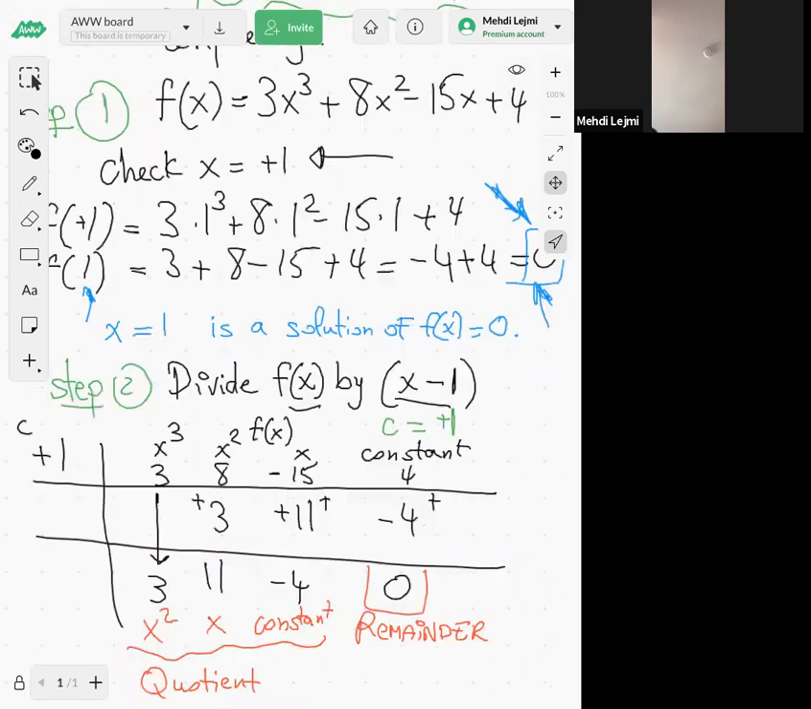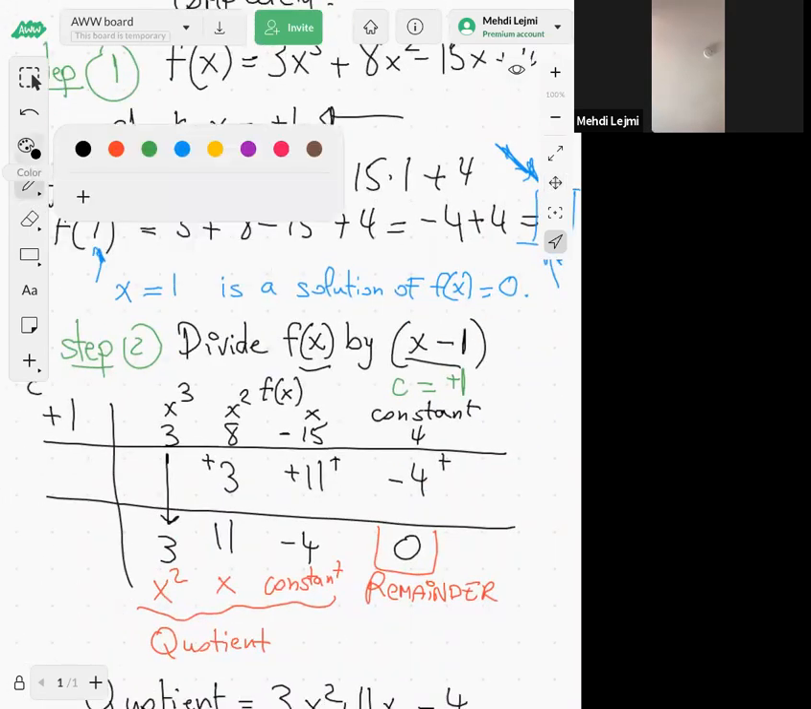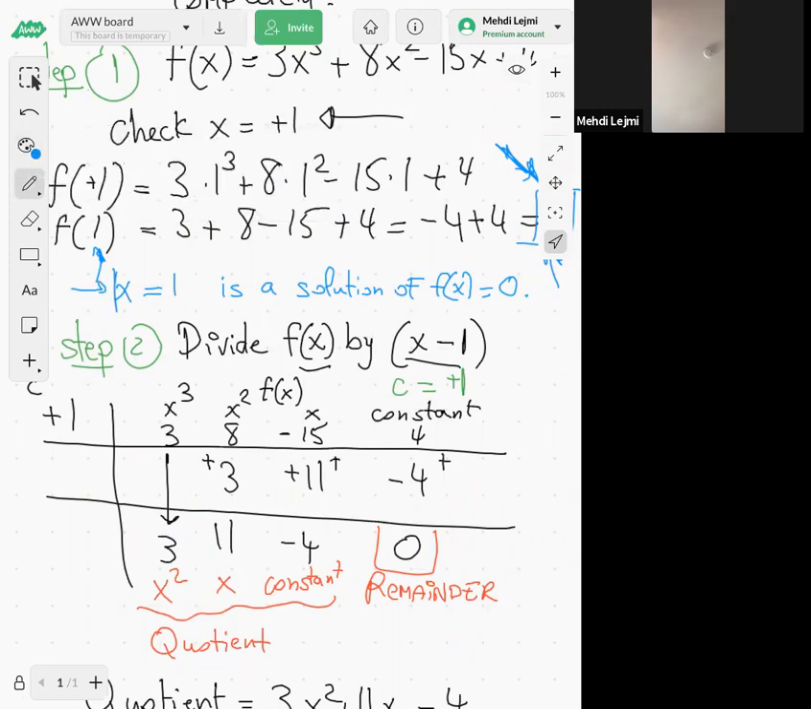So you see here, x equal to 1 is a solution, right? So we have to divide by x minus 1, but then the c, of course, is positive 1. So if 2 is a solution, you have to divide by x minus 2, but then your c, of course, would be +2.